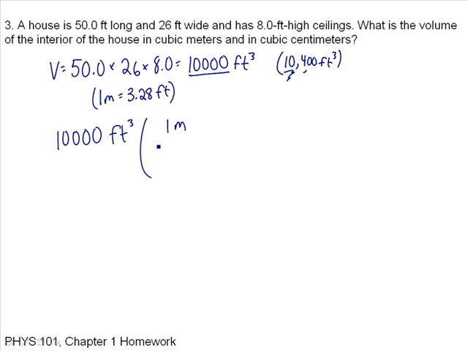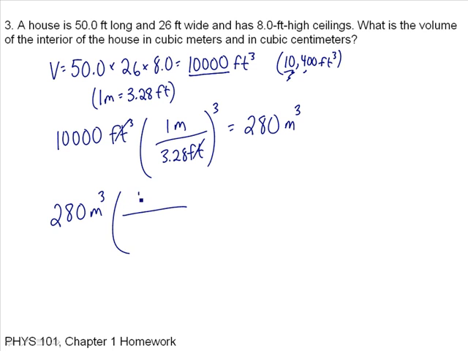I do 1 meter over 3.28 feet. Alright, but I want to get rid of the cubic feet, so I have to cube this term, so that gives me that. And I say 10,000 divided by 3.28 cubed. And I get 283, which keeping 2 significant figures is just 280 cubic meters. And then I want to convert that 280 cubic meters into cubic centimeters.